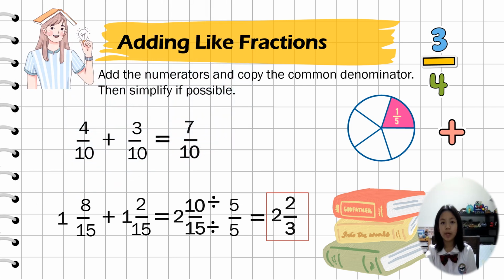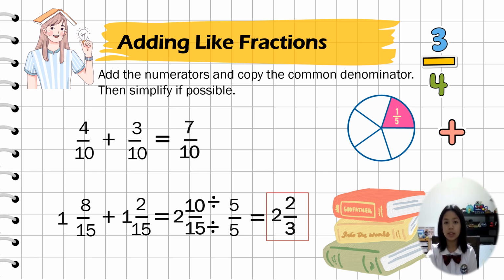Let us now learn about adding like fractions. In adding like fractions, we add the numerator and then we copy the denominator. Then we simplify the answer if possible. For example, 4/10 plus 3/10. First, we add the numerator 4 and 3, so we got 7. Then we copy the denominator, which is 10. So the answer is 7/10.